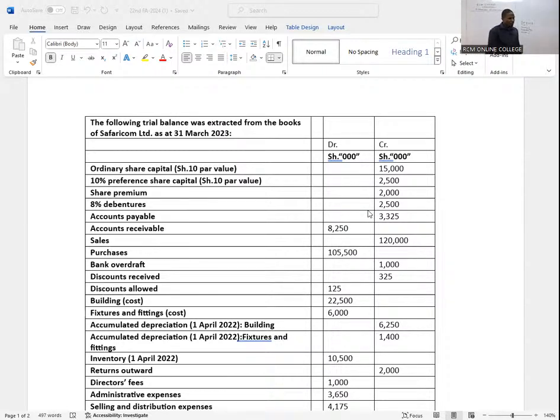For example, can you look at what we have? Our purchases. Look at our purchases. Look at our accounts receivable. That is an asset. So they are on the debit side. And then we have liabilities.